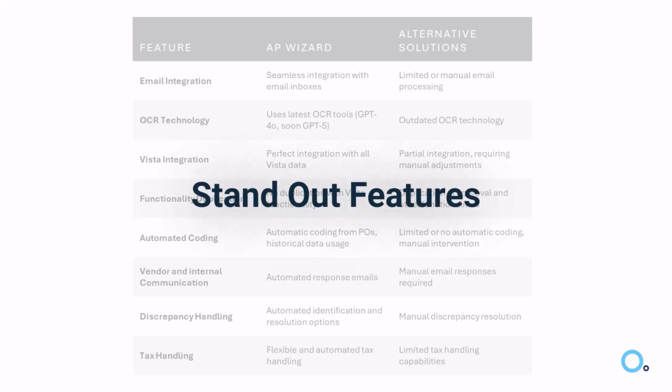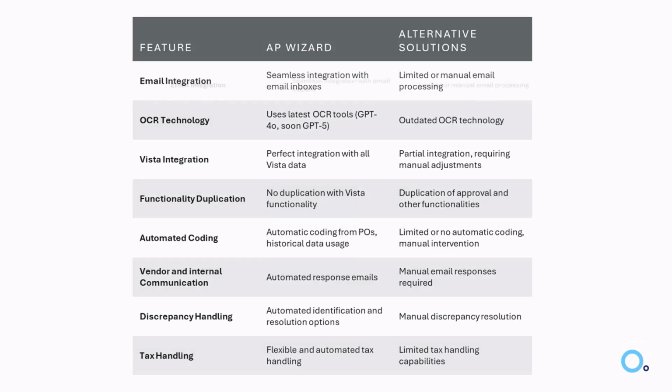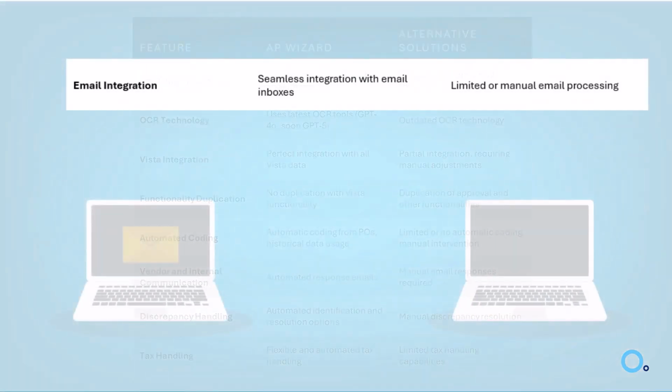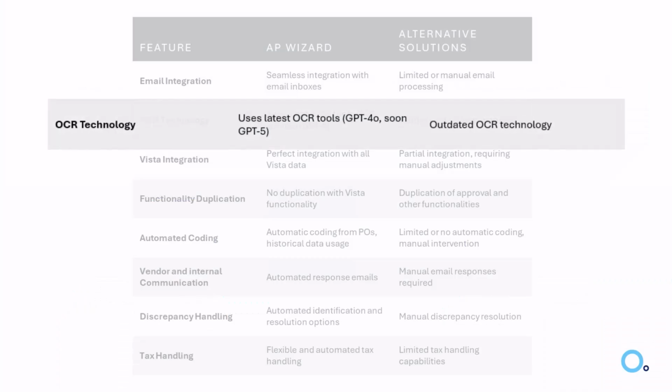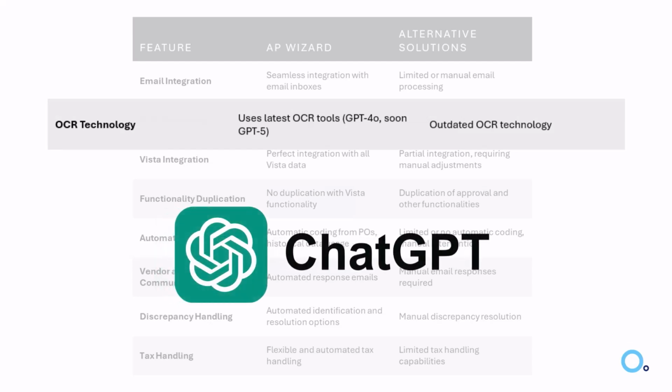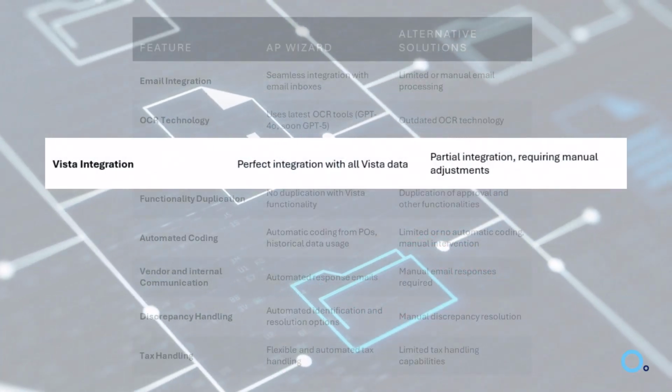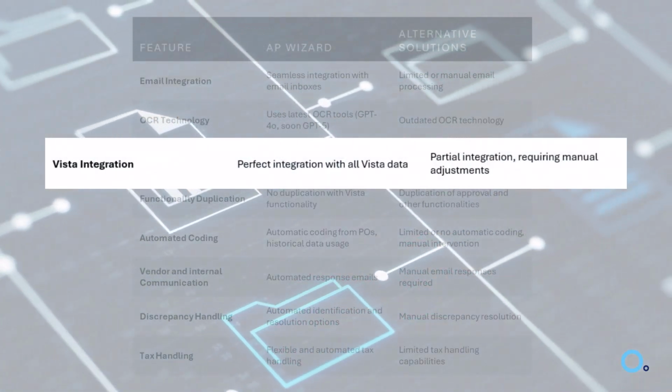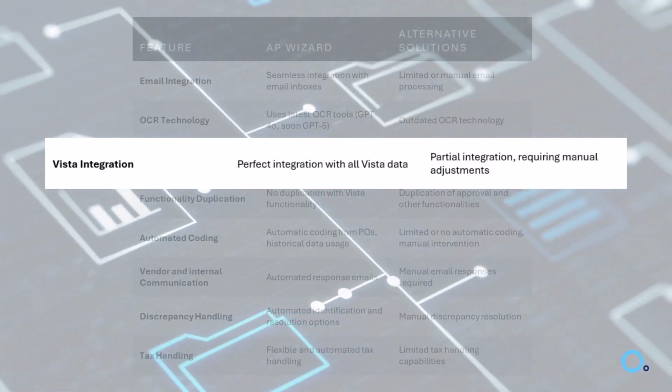What sets the AP Wizard apart from other AP automation solutions? The AP Wizard integrates directly with your existing AP email inbox. There's no need to send invoices to a separate address. We leverage the latest OCR tech with GPT-4o, and we're excited to upgrade to GPT-5 as soon as it's available. Enjoy real-time data flows with flawless integration into Vista, eliminating any integration issues.